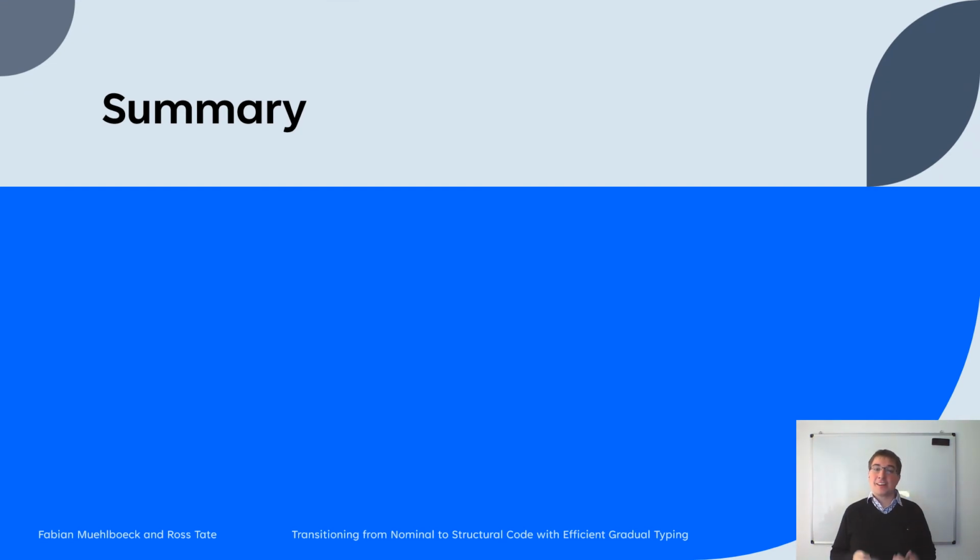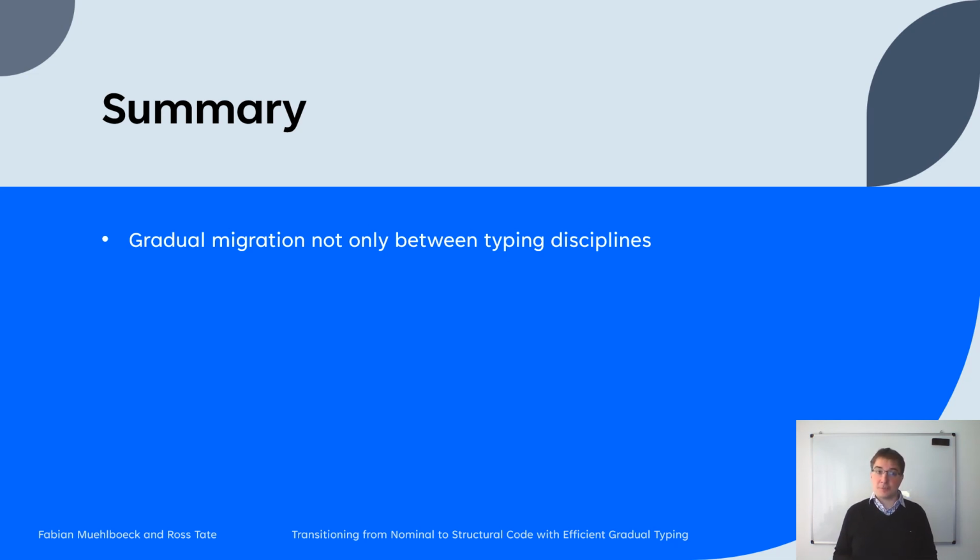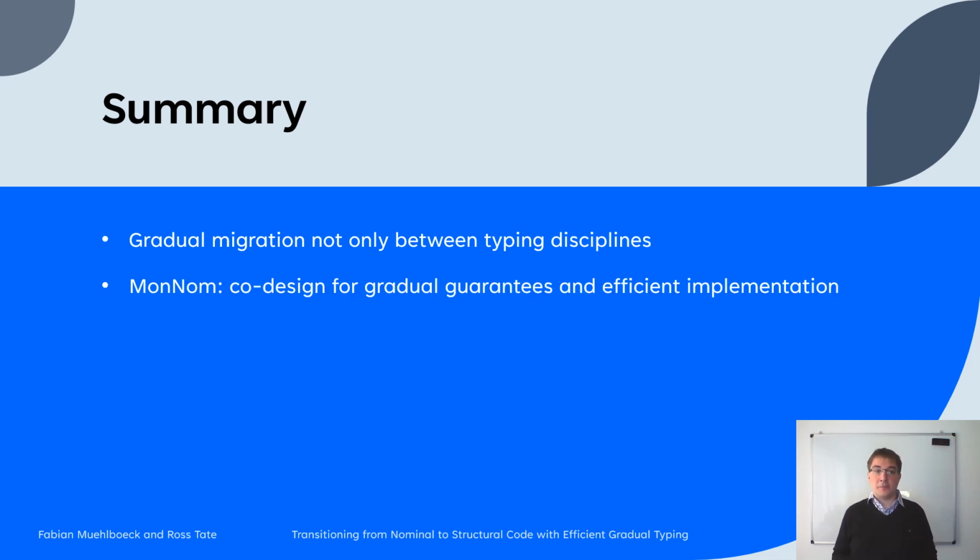To summarize, gradual typing is not only useful to describe the migration between typing disciplines, but can also model larger changes to a program, for example, the migration between coding paradigms. To demonstrate this, we presented MonNom, a language that we co-designed to both satisfy the gradual guarantees and allow for an efficient implementation, in particular of the runtime type checks necessary for sound gradual typing.